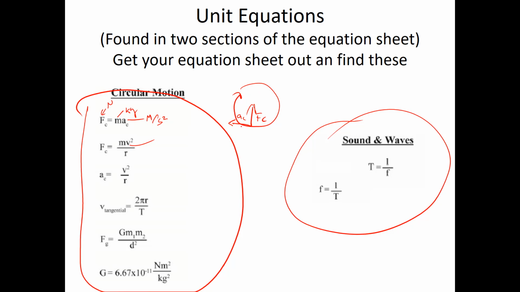And if you released a ball or something from its path, it would go straight ahead, tangent to the circle. So if it was going around and around, and it was released right here, it would go straight ahead from that point. Okay, so that's meters per second.